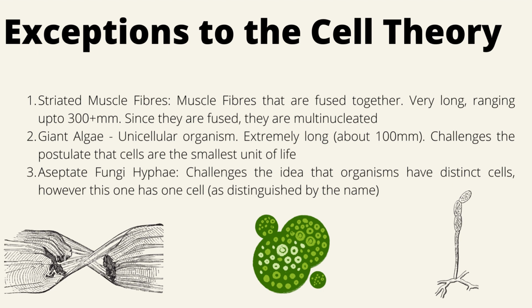Aseptate fungi hyphae. Breaking down the words, we can get a clearer picture as to why this organism challenges cell theory. Septa is the internal wall, which ideally compartmentalizes the organism, allowing for the hyphae, which are thread-like structures in the fungi, to be discrete. Aseptate suggests that there is no internal wall. Hence, this organism does not have separation of the hyphae and forms a continuous cytoplasm, which is multinucleated. This challenges the idea that living organisms are formed from distinct cells. However, in this case, due to the lack of septa, the organism appears to be one cell.